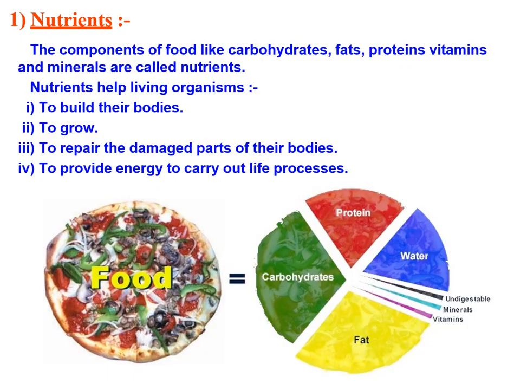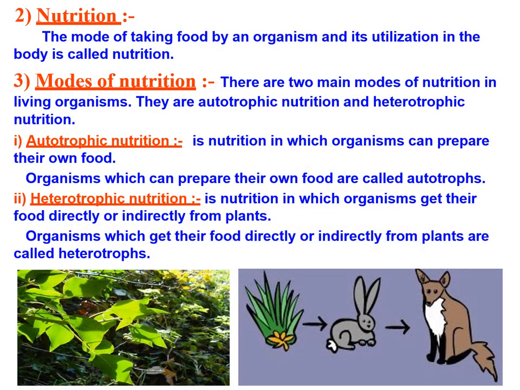Students, while learning about nutrition, the first thing that comes to our mind is, from where do we get our food? Students, you must have observed in your environment that the green plants make food for themselves and for others as well. On the other hand, animals do not make their own food. Their food primarily comes from the green plants.